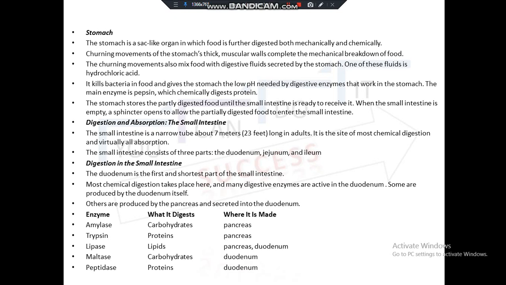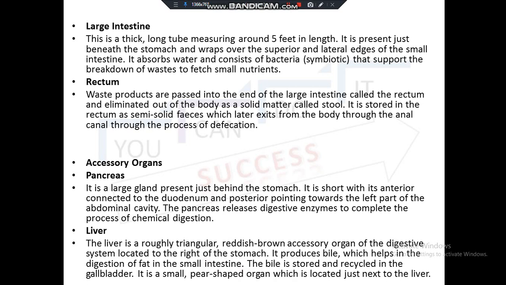Second is trypsin. It comes from the pancreas and helps in the digestion of proteins. Lipase comes from the pancreas and is also made in the duodenum, and it helps in the digestion of lipids. Maltase comes from the duodenum and helps in the digestion of carbohydrates. Peptidase comes from the duodenum and helps in the digestion of proteins. So this is what happens in the small intestine.